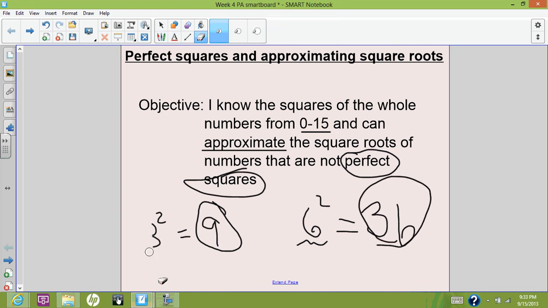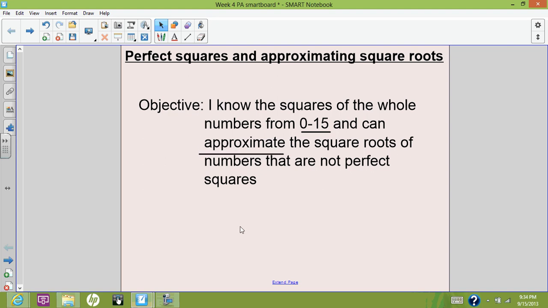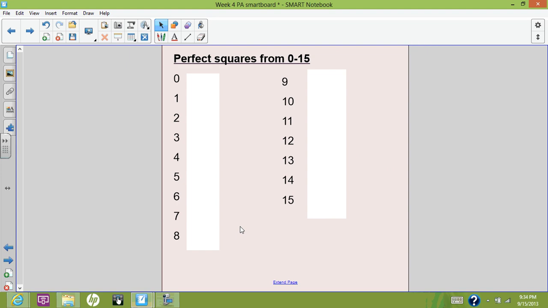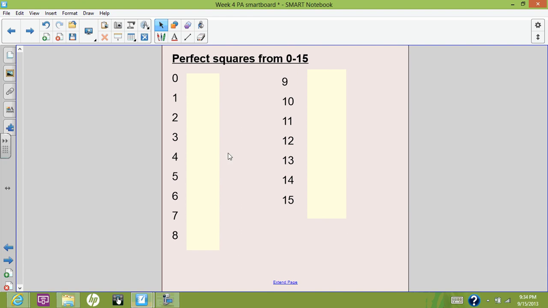We're going to be dealing a lot today with numbers that aren't perfect squares, but we're going to be using the idea of a perfect square to help us approximate, remember I said that word was important, approximate the square roots of a variety of numbers. So on this same page, I want you to make a little list. Put the little subheading, perfect squares from 0 to 15, and then number 1, 0 through 15. If you have to use 2 columns, that's fine. If you have enough room to just go all in 1 column, that's great as well.